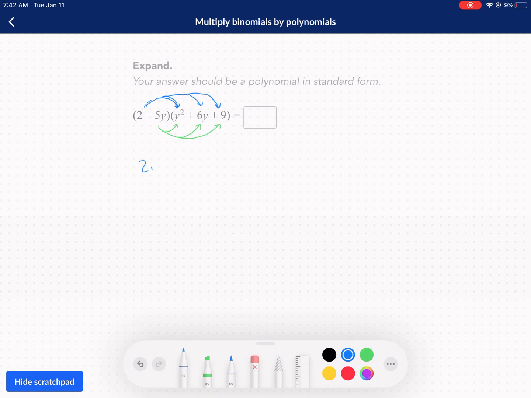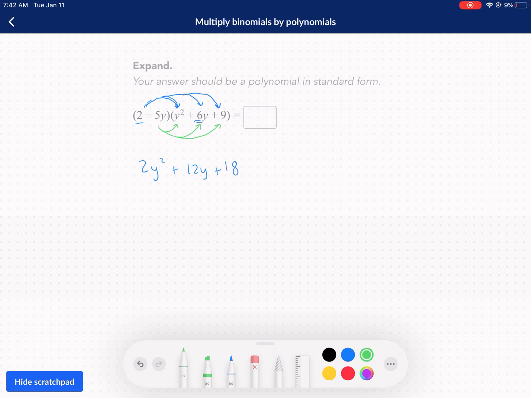This one should be easier. And now I'm going to do the multiplication as I go so I don't have the extra step. So I do 2 times y squared, that's 2y squared. 2 times 6y gives me 12y. And then 2 times 9 gives me 18. That's the first, easier of the two.